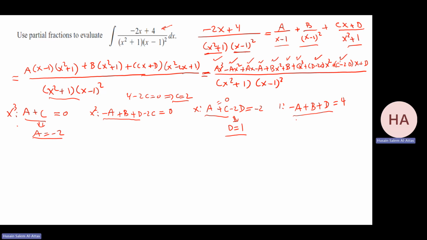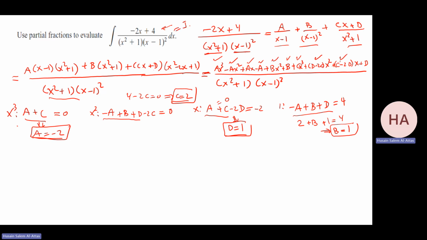Let me get B from here. I have 2, D is 1, equal to 4. So B equals 1. That's it. So you have B equals 1, D equals 1. You have 4 equations for 4 unknowns. Try to solve them the way you like. But I think this will help.